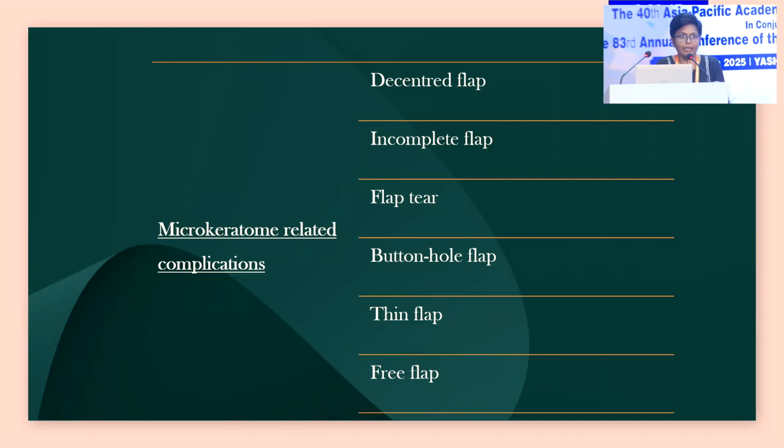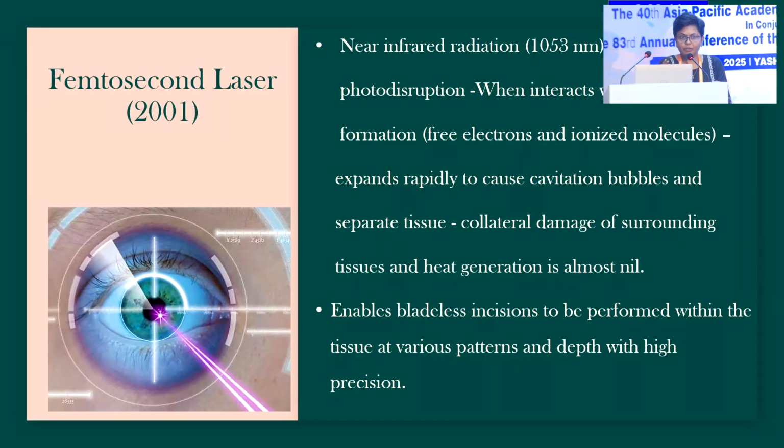Now we wanted to have someone who can do the job for us precisely. And that came in the form of femtosecond laser in the year 2001. This is basically a near-infrared radiation which causes photodisruption. It strikes the tissue, it creates plasma. Plasma is nothing but electron and ionized molecule. So that spreads, that creates a cavity.